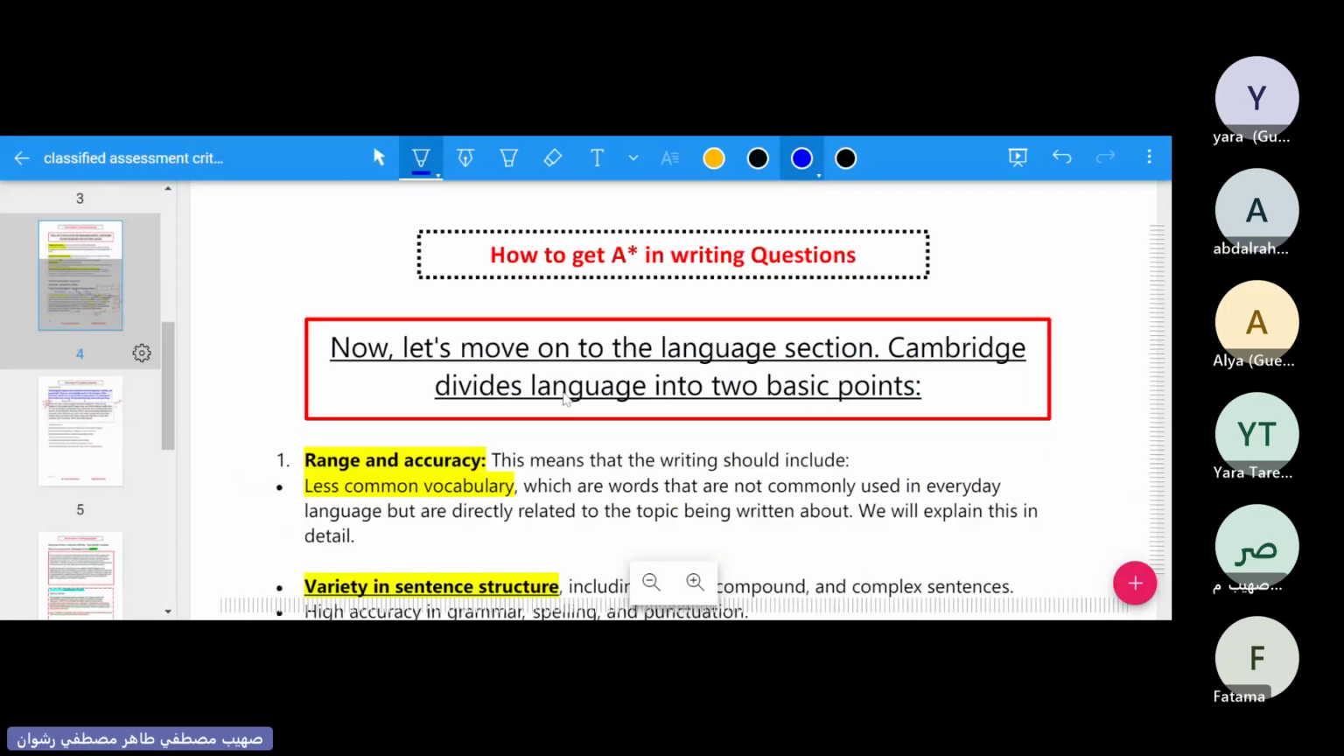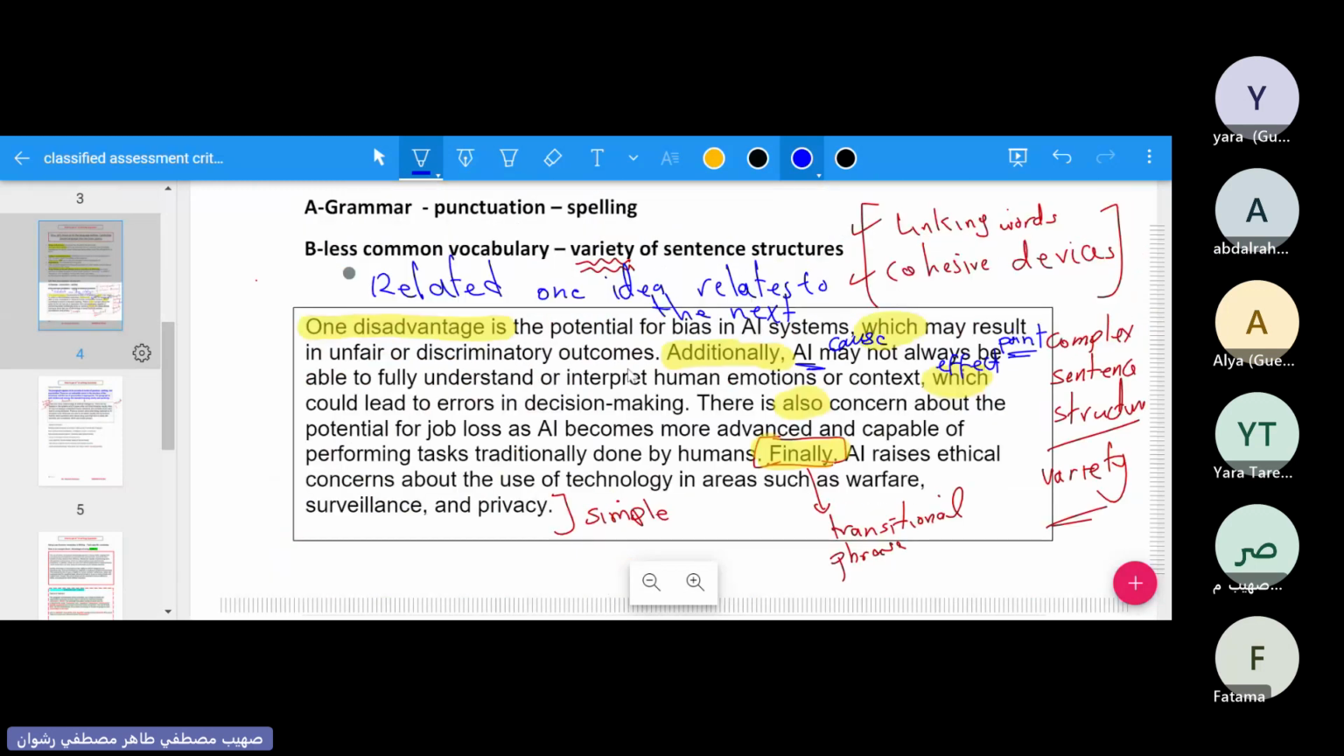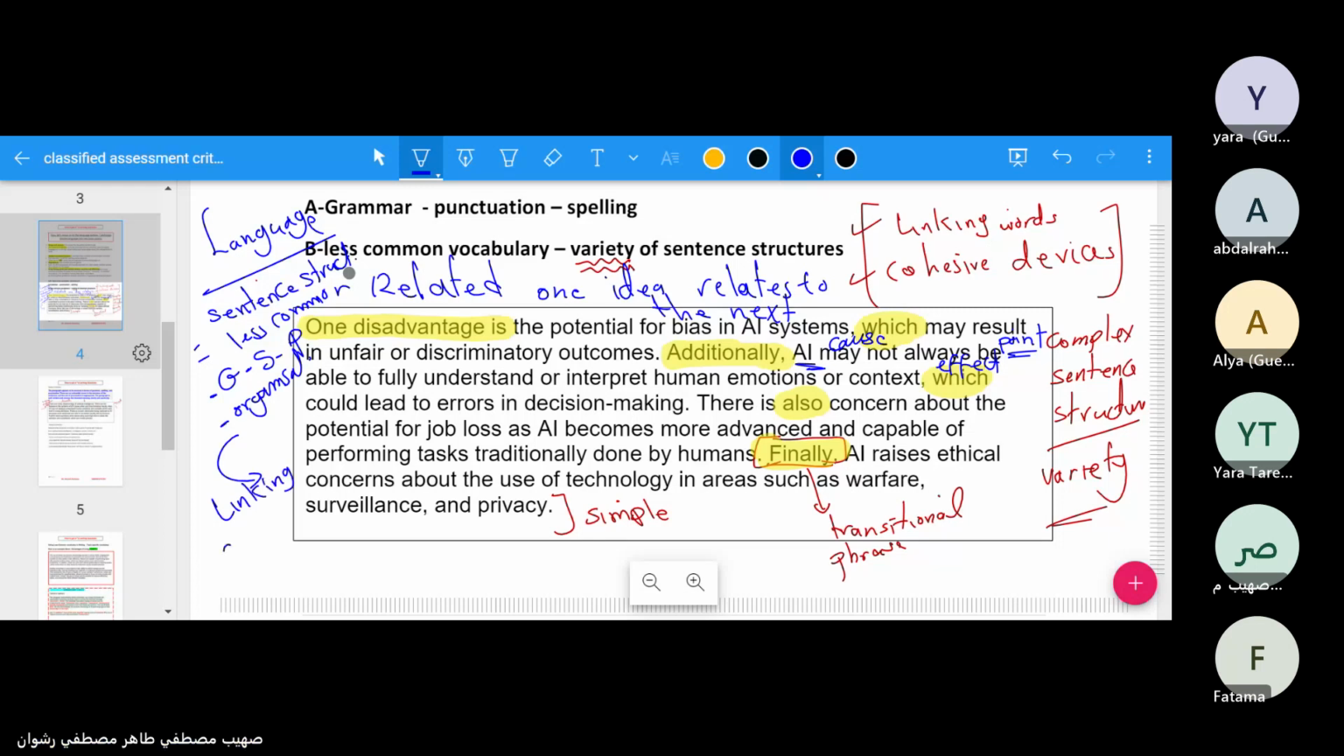Okay, Alhamdulillah. So we can decide finally that this paragraph also successfully achieved the requirements of language. What are the requirements of language again? Accuracy in sentence variety, or let's say sentence structure, vocabulary, grammar, spelling, and punctuation, and finally organization, which means linking words and cohesive devices. All of these requirements are needed when you write.